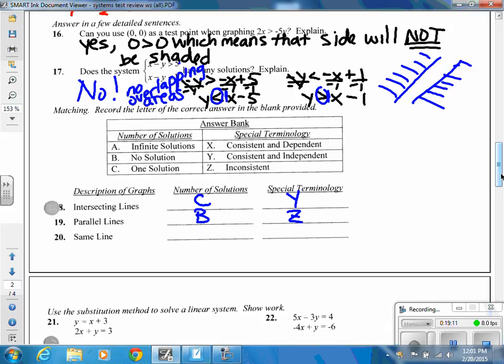Okay? And because they never touch, that would be inconsistent, and that's all they can be. And then number 20, the same line, which happens to be the overlapping line, is going to be infinite solutions, which is letter A. And because it's infinite solutions, it touches everywhere and one line depends on the other, so that means it's dependent, letter X on the other side. You do need to know these words and these definitions because they will show up in a fill-in-the-blank portion of the test. Okay, this concludes part 1.